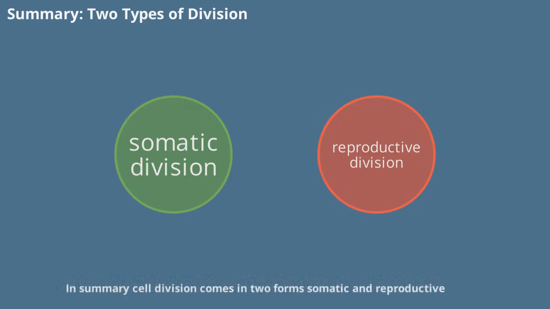In summary, cell division comes in two forms: somatic and reproductive. Somatic division, through mitosis and cytokinesis, produces identical cells for growth and repair. Reproductive division, through meiosis, creates gametes with half the chromosome number, ensuring genetic diversity. Both processes are essential for life's continuity and adaptation.